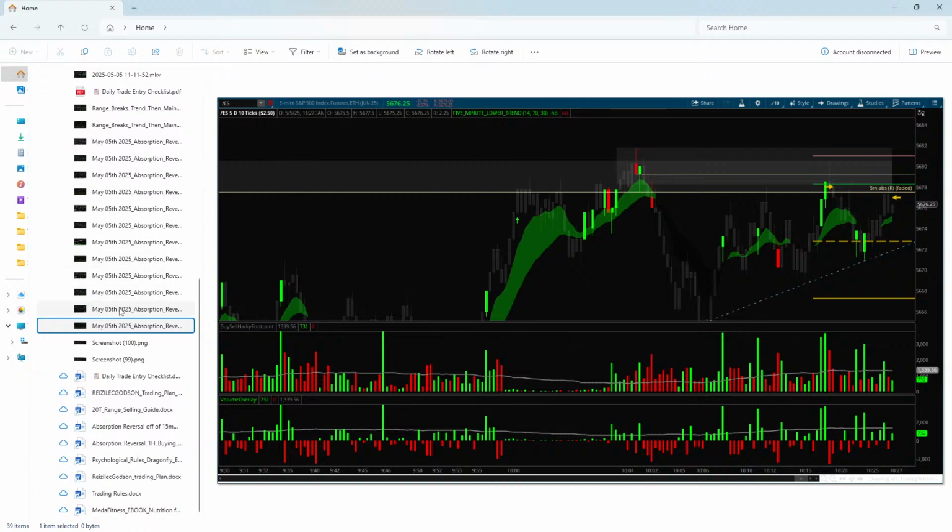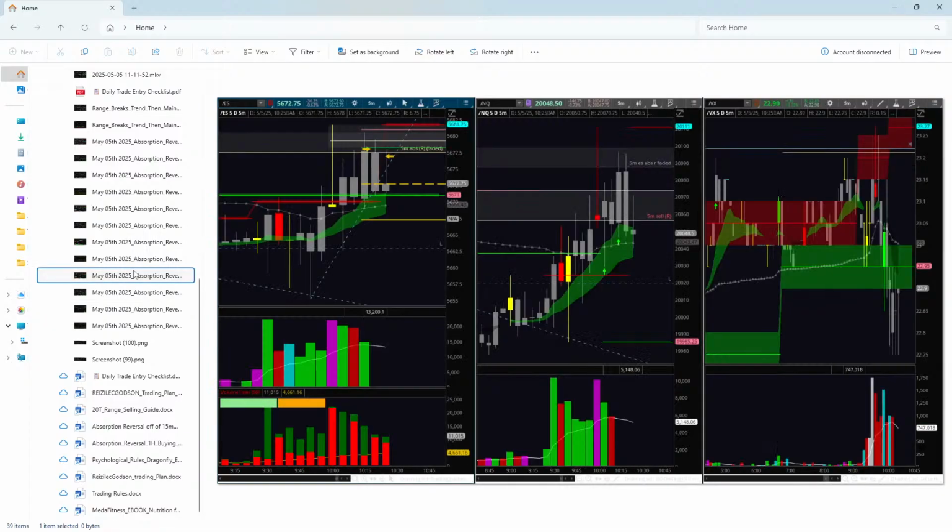I don't have it here. I don't know why that's not there. That should tell me what my risk is, but it's not there. Right, about 3 to 4 points. All right, so that was the trade there. Good trade, good entry, good everything.